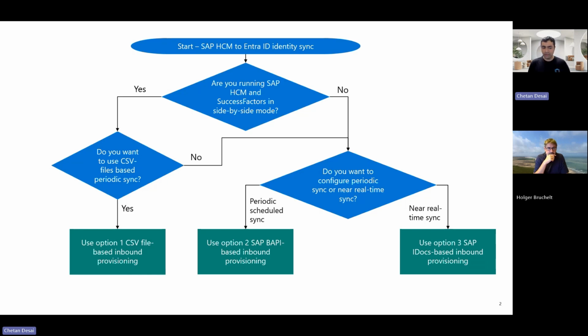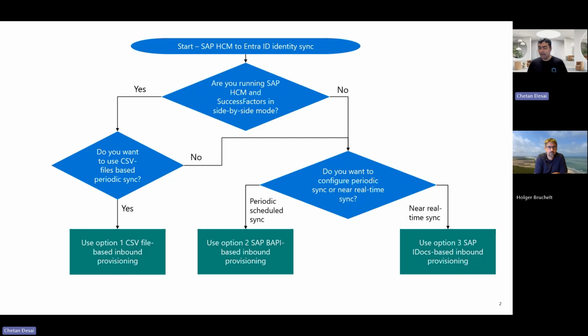Let's say you don't want to use CSV file-based periodic sync, okay? Or you're not running SuccessFactors and SAP HCM side by side. Then the real question is, do you want to configure a periodic sync with SAP HCM, or do you want to do a near real-time sync? So periodic sync is something that will run every hour, 3 hours, or 24 hours, whatever, you pick your interval. Then there is the option of using what we call SAP BAPI-based inbound provisioning.